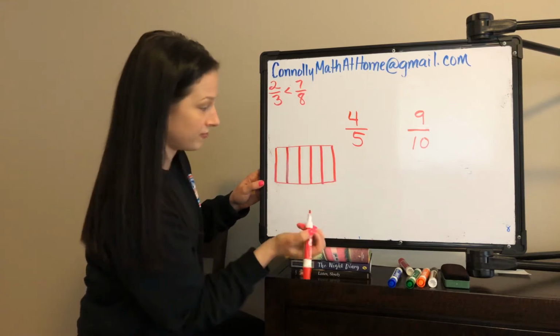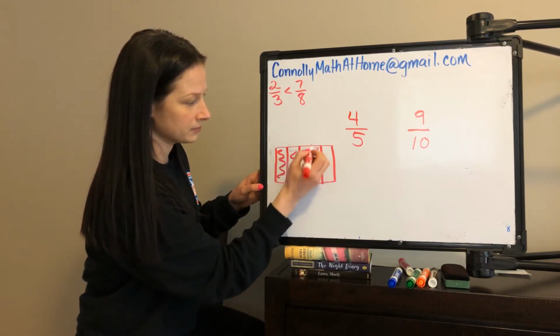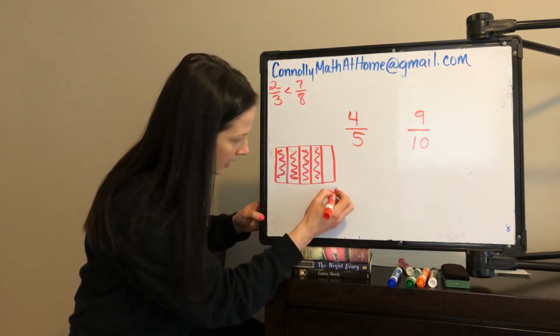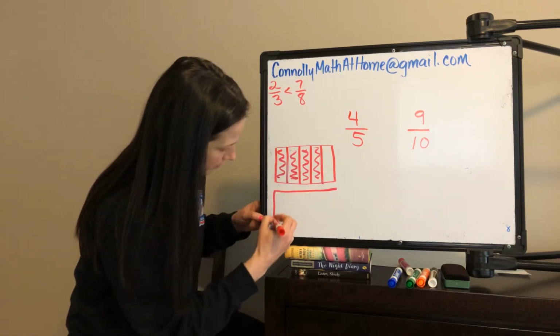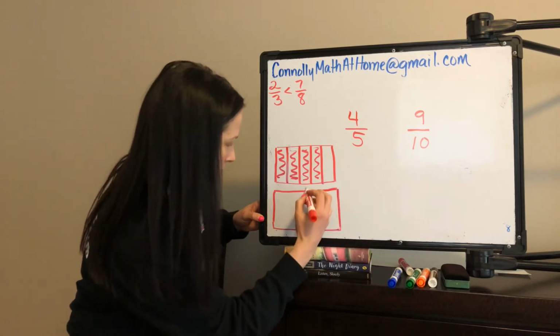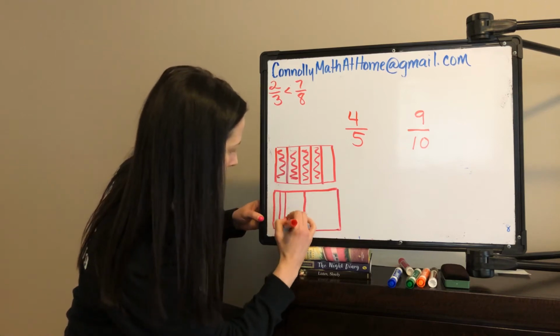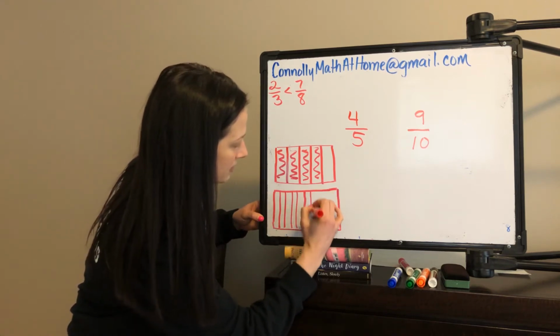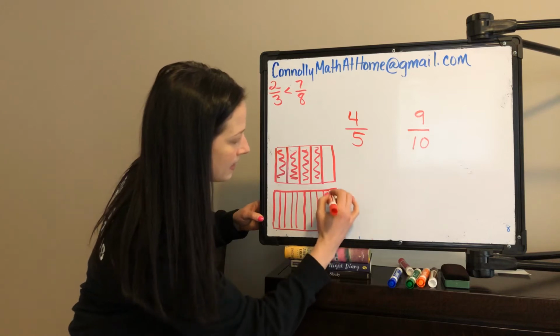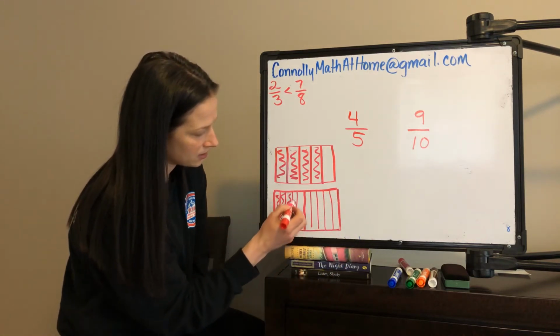So I have 5/5, I'm going to shade in 4. Okay, one piece from a whole. Then I'm going to do my very best to split this into 10ths. So halfway would be here. 3, 4, 5, 6, 7, 8, 9, 10. And I'm going to shade in 9/10.